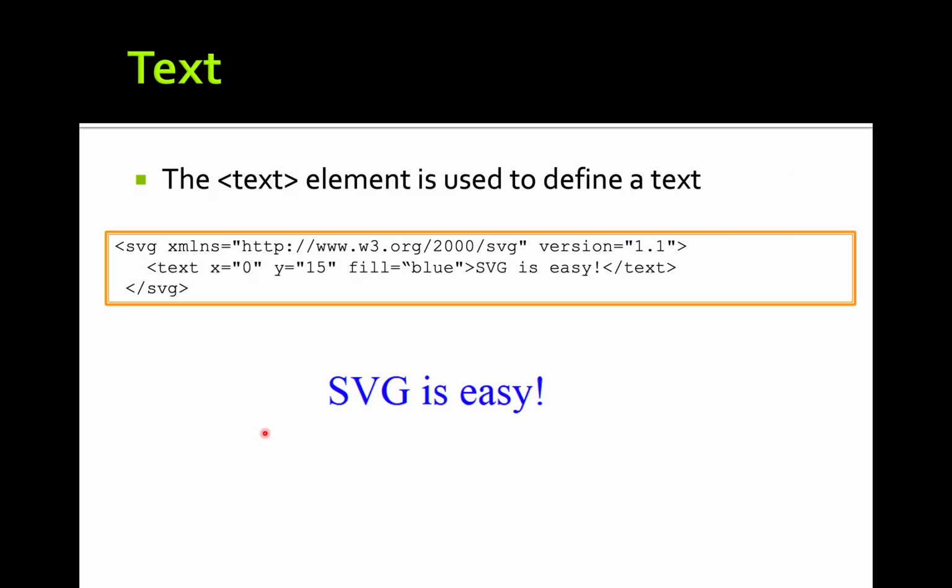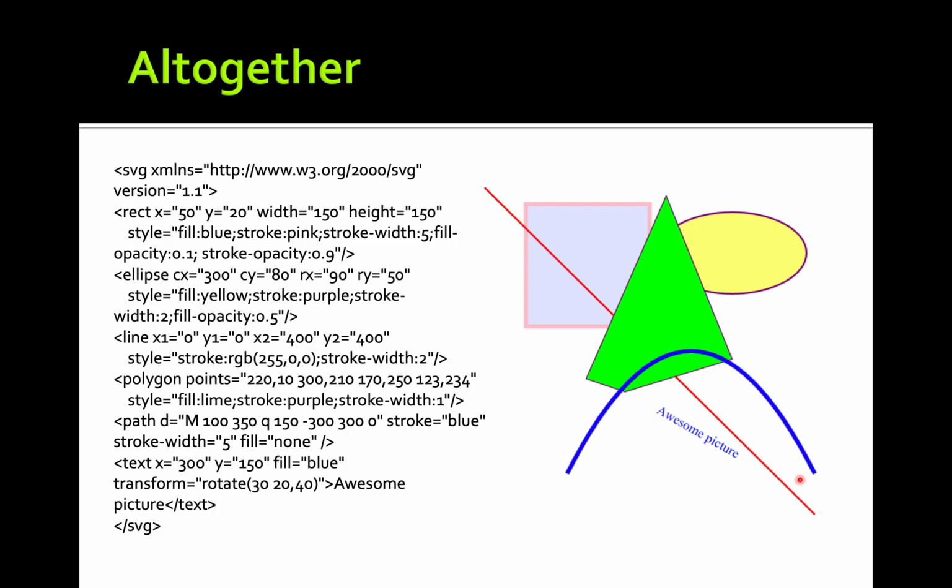Again, we have a path, a Q, a quadratic Bézier curve we have drawn, and then at the end we draw some text. We are giving the position of that text, where we want to place it. We are also telling it that we want to rotate it at some angle, and we get an awesome picture. So this is the picture, and all these elements, rectangle, line, curve, polygon, ellipse, text, we can interact with them because they are independent objects inside that scalable vector graphic.